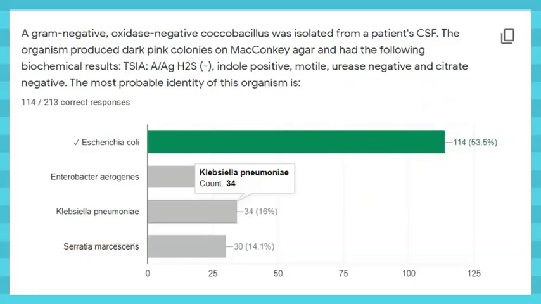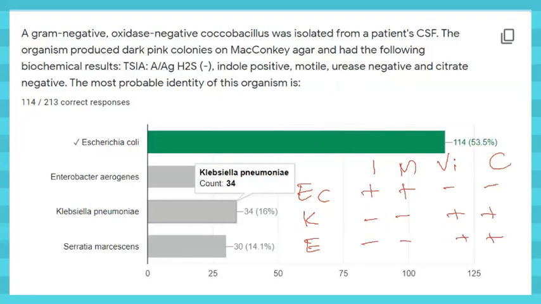So if we make a table of your IMViC tests, E. coli would be positive, positive, negative, negative. Klebsiella and Enterobacter would be negative, negative, positive, positive. Of course, there's an exemption. Among your Klebsiella, Klebsiella oxytoca is indole positive. So that's how you differentiate Klebsiella oxytoca from the other Klebsiella. It is indole positive.